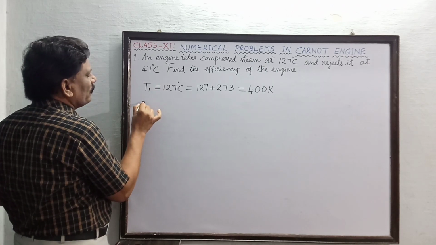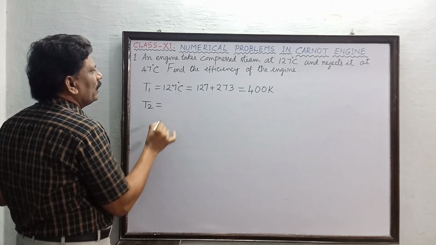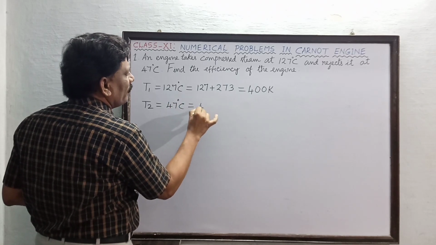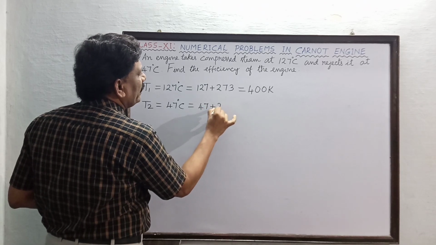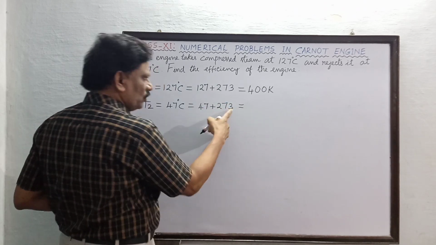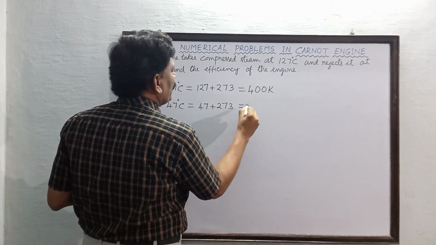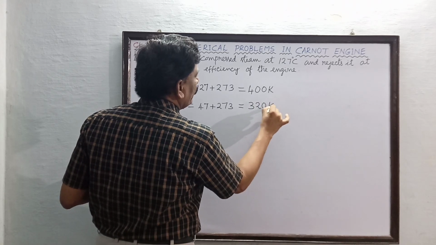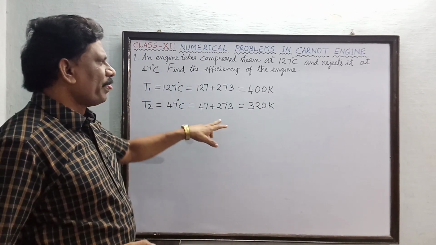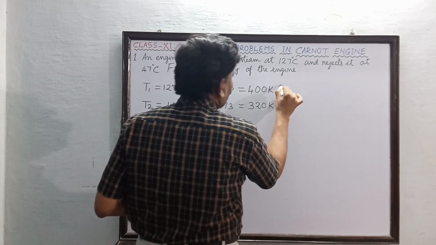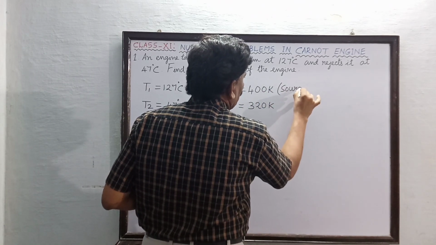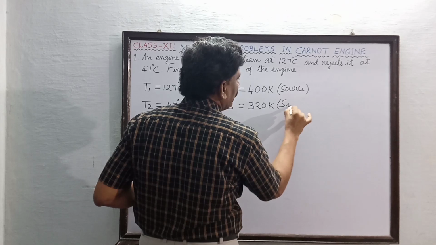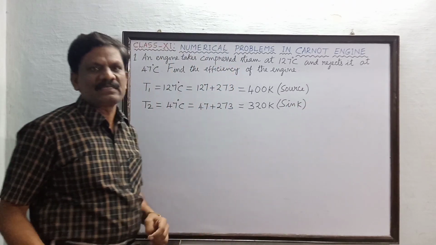Similarly, the lower temperature is T2 and this is 47 degrees Celsius. So 47 degrees Celsius is 47 plus 273 in Kelvin, so this will become 320 Kelvin. So normally, this high temperature is called the source and the heat reservoir at the lower temperature is called the sink. You have to remember this.